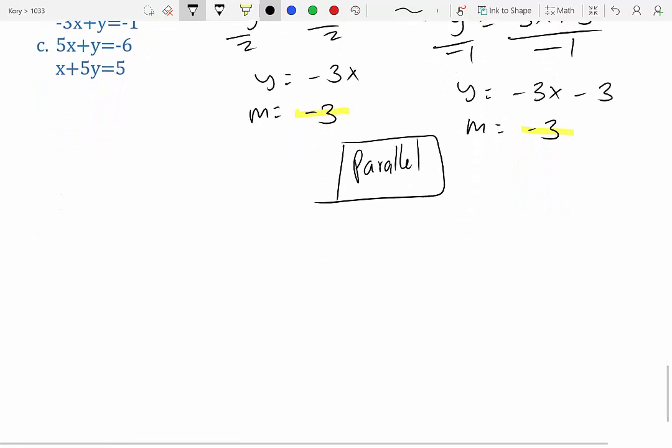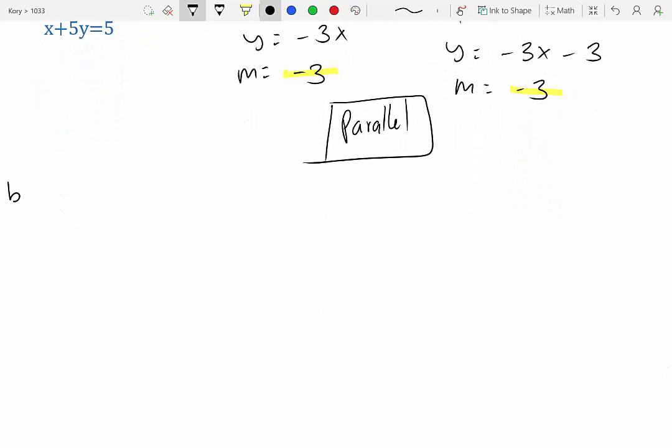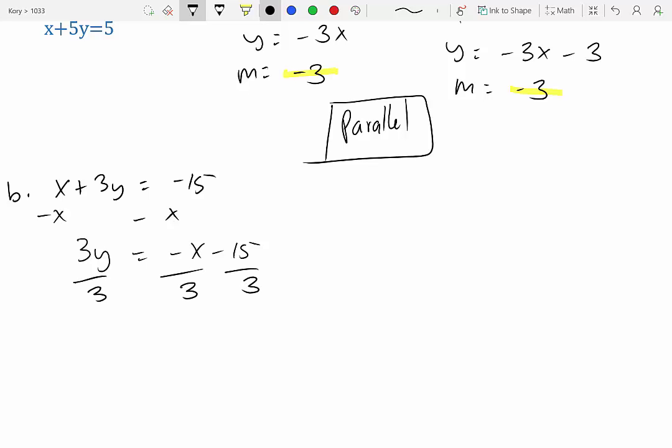Moving on to b. So b, we have x plus 3y equals negative 15. We're going to subtract x from both sides. So we have 3y equals negative x minus 15. Divide everything by 3. So we have y equals negative 1 over 3 x minus 5. So our slope is negative 1 over 3.